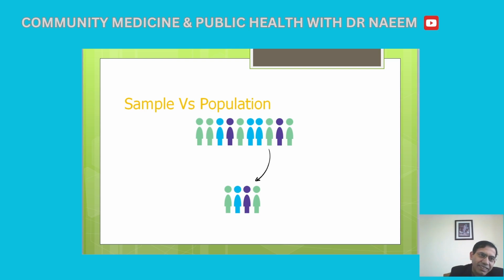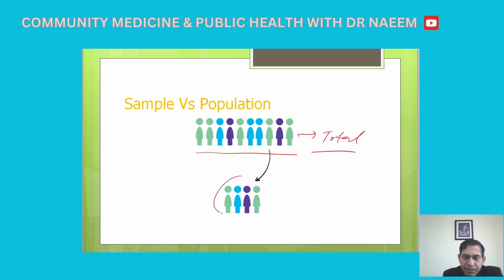Okay, another important concept is population and sample. You know what is meant by population? Population is the total number of participants. Population is total, and sample is a subset of the population. We take a sample, we take a few parts from all the participants, that will be called a sample. So it is a subset of the population.